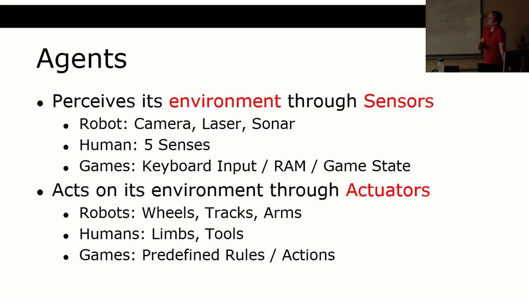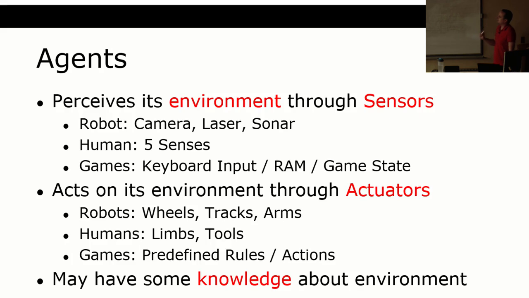And then it acts on the environment through what are called actuators. So for robots, they could be wheels, tracks, arms, whatever can actually physically interact with the world. Humans, we might have limbs, tools. I have this laser here that I'm shining. And for games, we would have some predefined rules or actions like, the knight on a chessboard can move 2 over and 1 up, or vice versa. The queen can move in any direction, etc. So we'd have some predefined rules for that.